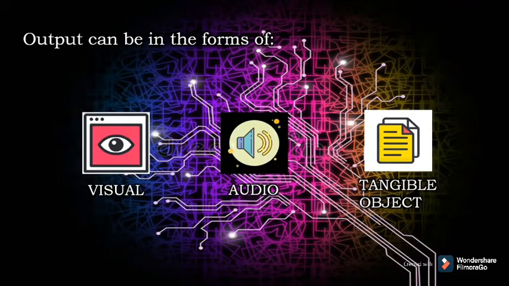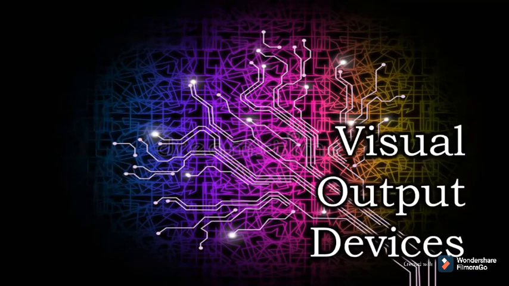So nakikipag-interact pala yung mga output devices sa senses natin. So they can be in the form of visual o nakikita natin sila, audio, naririnig, o tangible object o nahahawakan natin. Next. Unahin muna natin yung visual output devices o yung nakikita na mga output. Next.